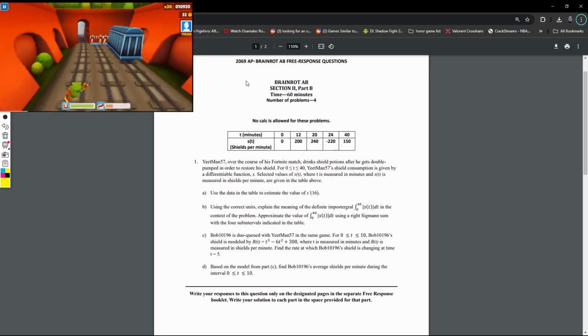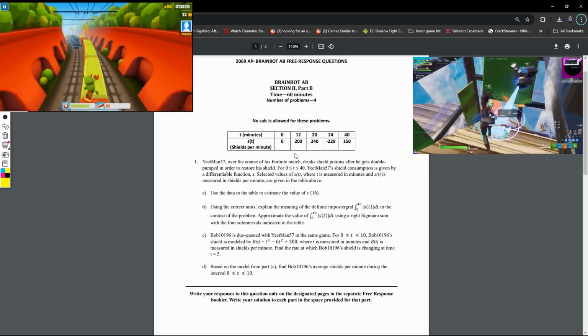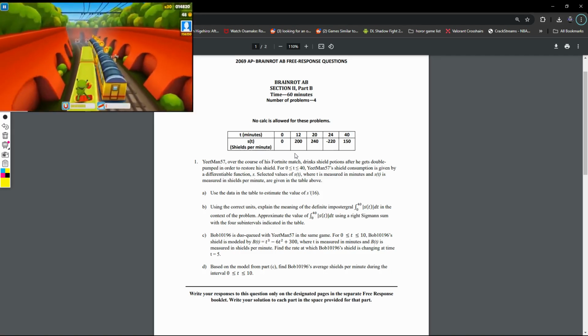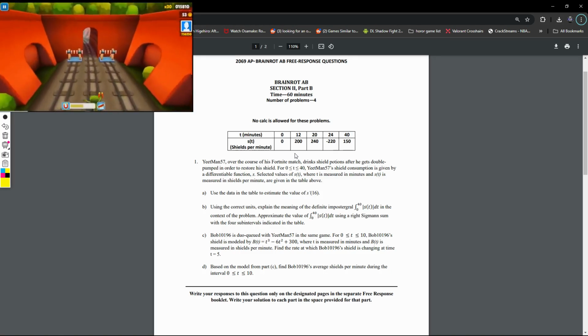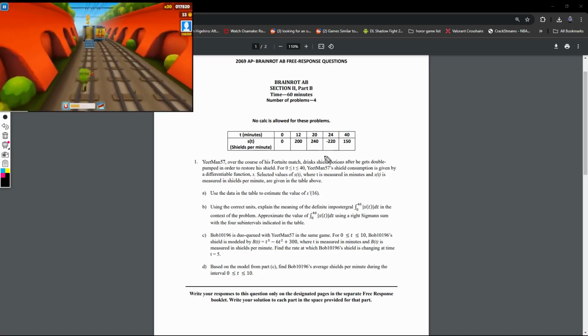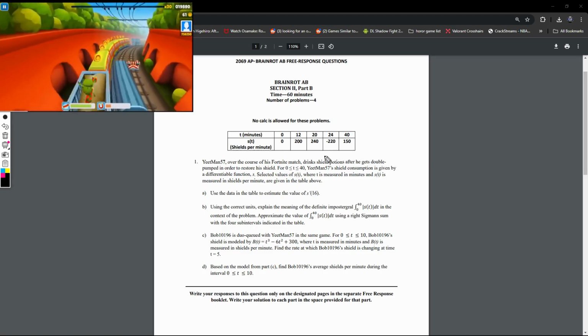Yeet Man 57, over the course of his Fortnite match, drinks shield potions after he has double pumped in order to restore his shield. For time 0 to 40, Yeet Man 57's shield consumption is given by the differentiable function S. Select values of S of t, where t is measured in minutes and S of t is measured in shields per minute, are given in the table. Part A is asking what S prime of 16 is.